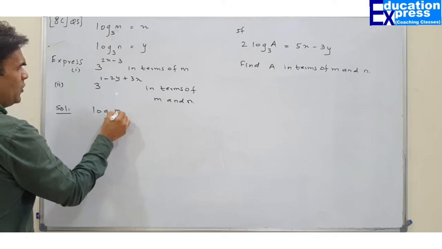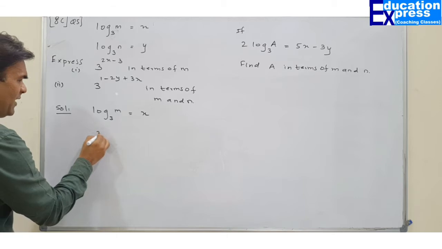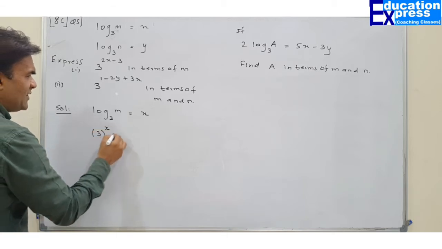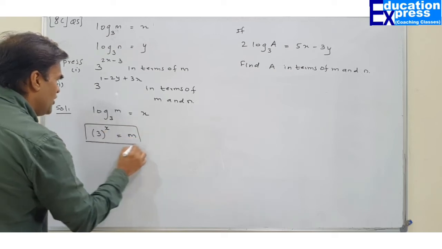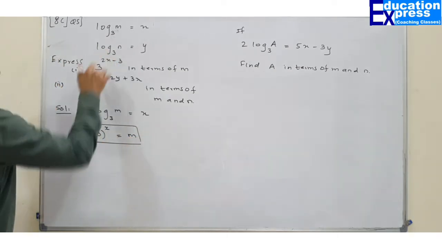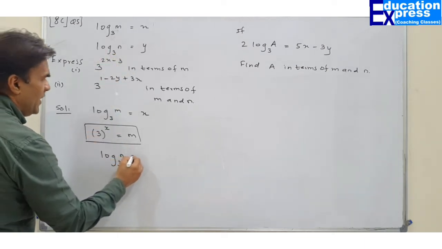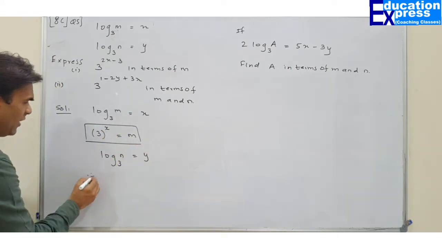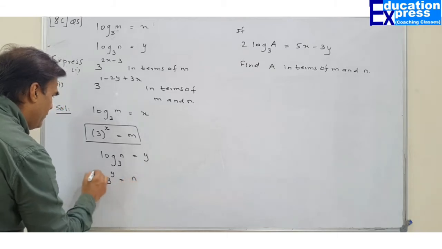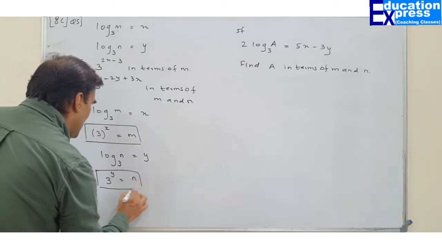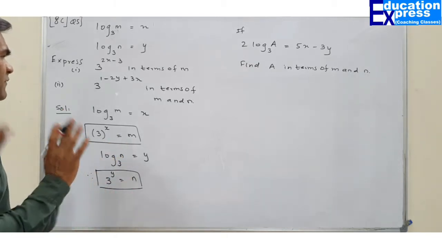log m to the base 3 is x. So the exponential form would be, sir, 3 raised to x is equal to m. Absolutely perfect. So this is one relationship between x and m. Similarly, log of n to the base 3 equals y. Therefore, 3 raised to y is n. So my dear friends, the relationships of x and y with m and n have been found.